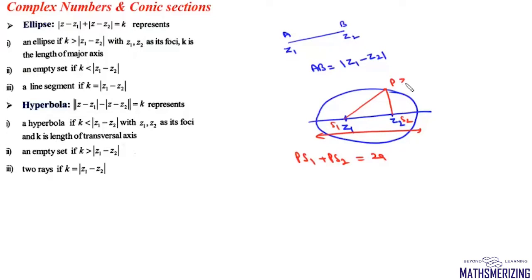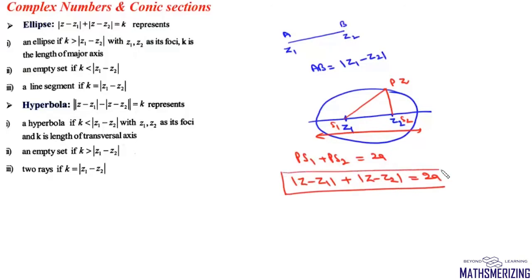Now suppose this point P is Z. We can write this distance PS1 as mod of Z minus Z1. In the same way, we can write PS2 as mod of Z minus Z2, and the sum is equal to 2a. So this is how we can represent the equation of an ellipse in complex numbers, where the distance between Z1 and Z2 is the distance between the two foci, and it will be 2ae.